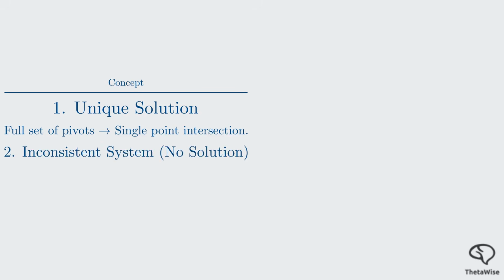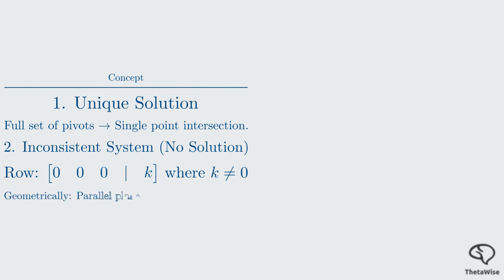If a row simplifies to all zeros on the left but a non-zero constant k on the right, we have a contradiction. 0 = k. This row takes the form 0, 0, 0 | k, where k is not 0. This means there is no point that lies on all three planes. Geometrically, the planes could be parallel, or they could intersect in a way that forms a triangular prism where they intersect in pairs but never all three at once.